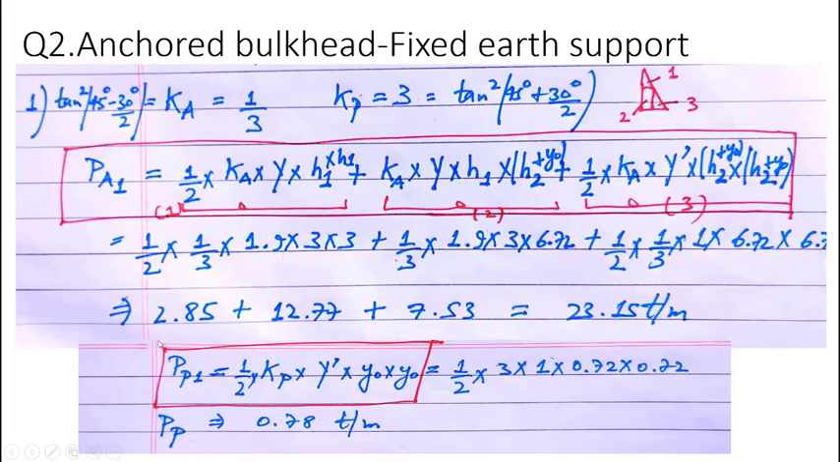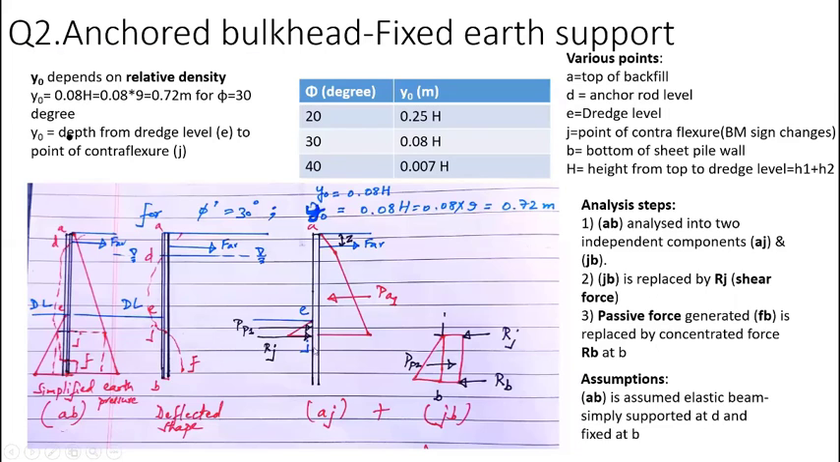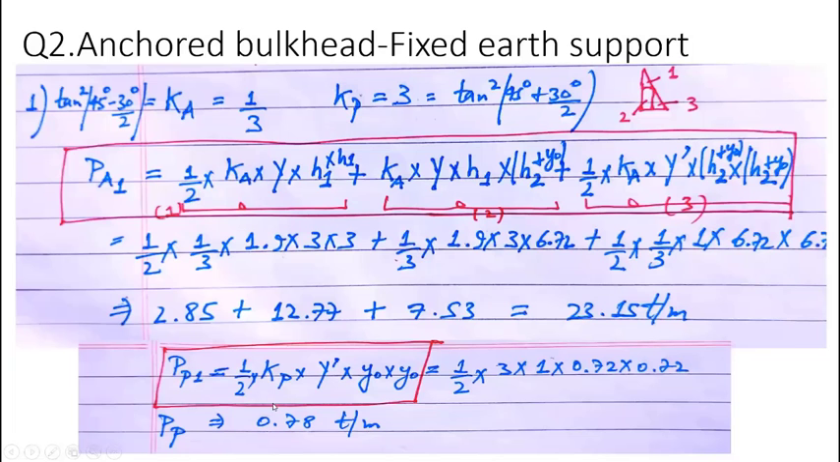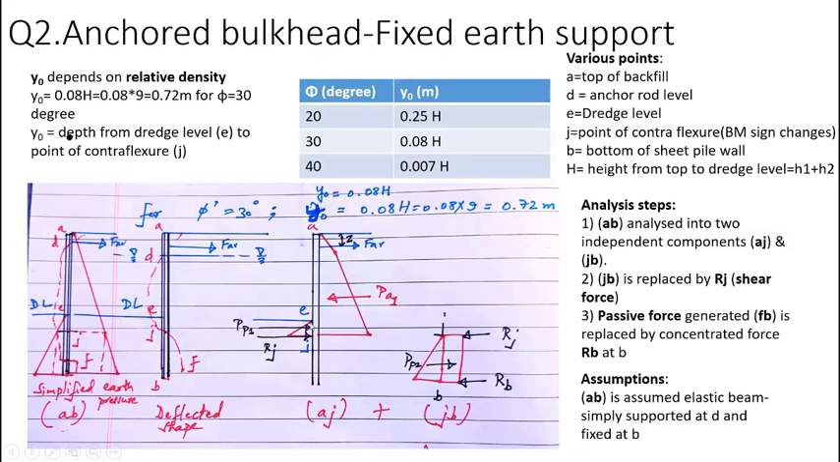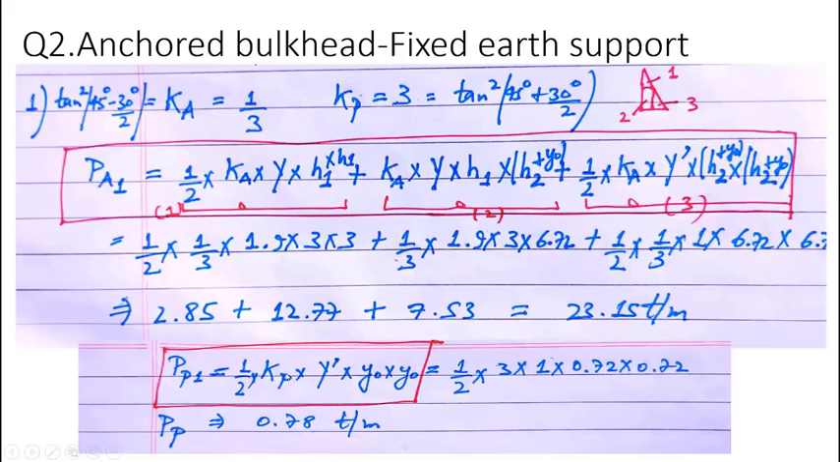Now we can also calculate the passive resistance. So we can see this passive resistance. Okay, so active we have calculated at the water table, then at the level of the point of contraflexure. Now we will calculate the passive pressure. So what is the passive pressure? It is the area of this triangular diagram. So it will become half Kp into gamma dash. Why gamma dash? Because it is submerged. Okay. So this area is half base, so Kp gamma dash into Y0, and the height is Y0. So it comes out to be 0.78 ton per meter.